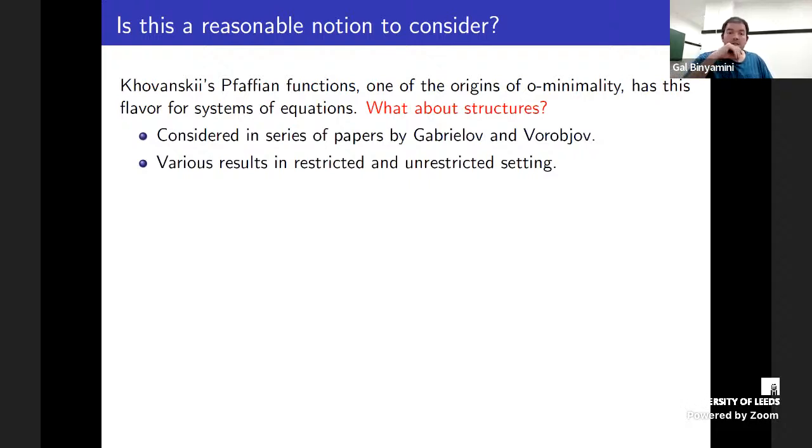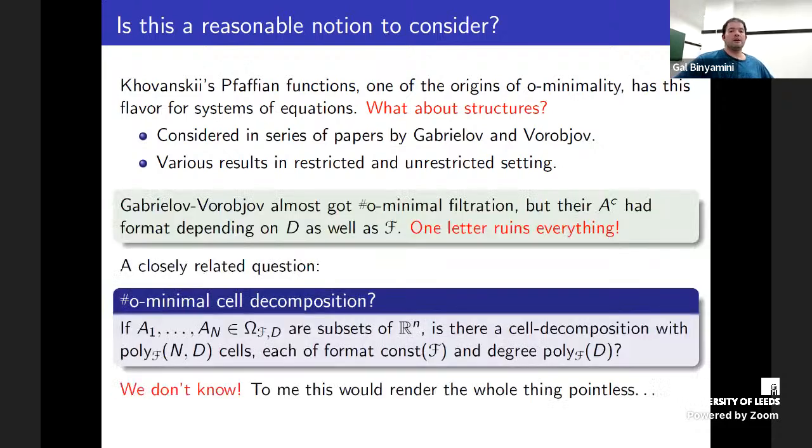And this is something that was considered in many papers by Gabrielov and Vorobjov mostly, and some other people. And they proved various results both in the restricted and unrestricted setting. Restricted means you are taking a Pfaffian function and restricting it to some finite domain, such that it's Pfaffian and continuous all the way to the boundary, including the boundary. And unrestricted is something like you take the exponential function on all of R, so you go all the way to the singularity at infinity. It matters in these questions whether you're doing restricted or unrestricted, and Gabrielov and Vorobjov got various results in each of these contexts. And they actually almost got a sharply o-minimal filtration, a filtration that satisfies all of these axioms.